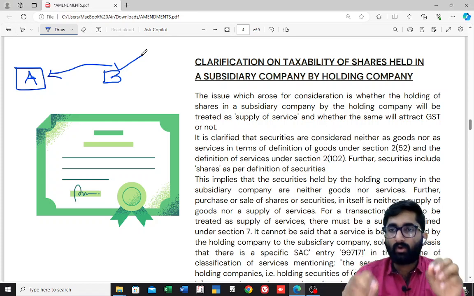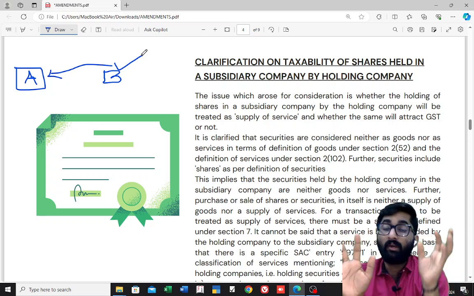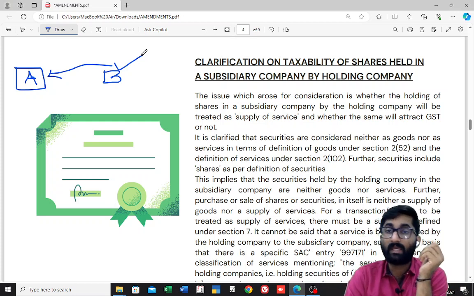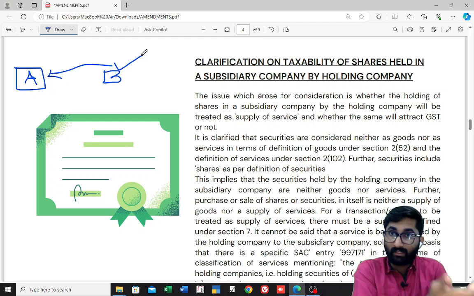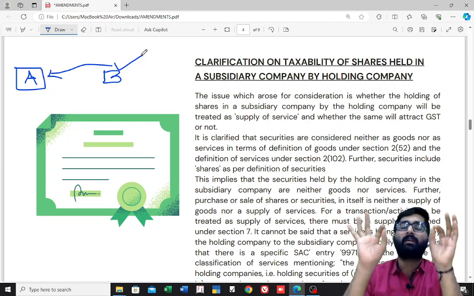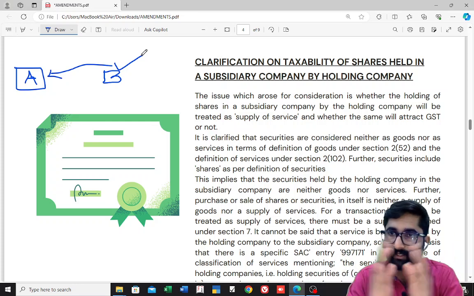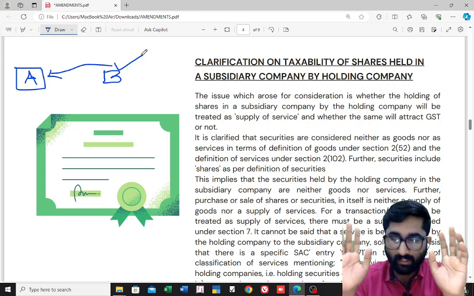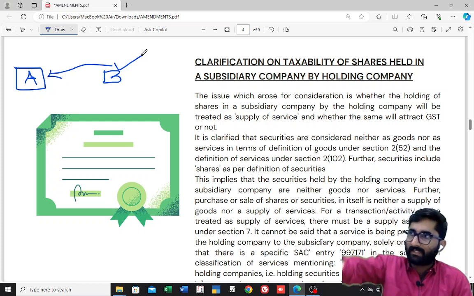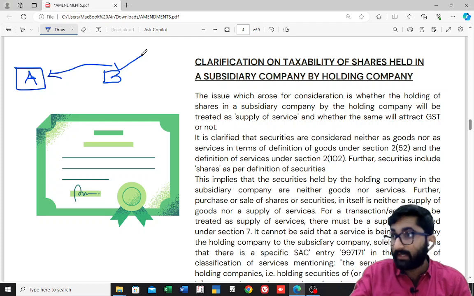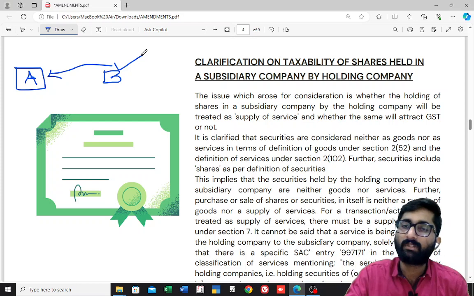Don't you think the holding company will have some control over the subsidiary company? Company A holds more than 50% of the shares in B, so B became a subsidiary of A. So they are controlling it, which is nothing but a service. Is it a service? It might be, but the government clarified that it will not amount to service in the eyes of GST. The GST Council says that just holding the shares of a subsidiary company is not a service. If you actually give some service, then that will be a service. See, I have a company that is holding more than 50% of the shares of your company.